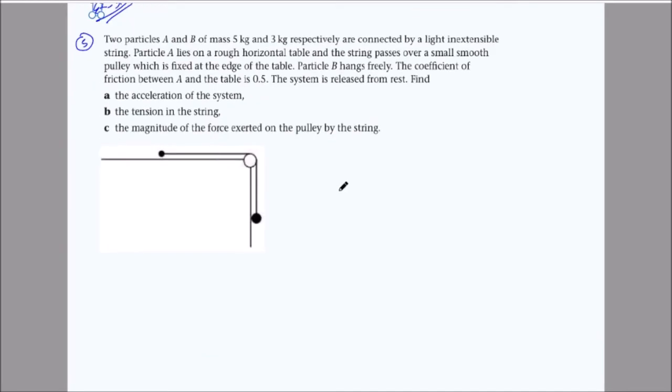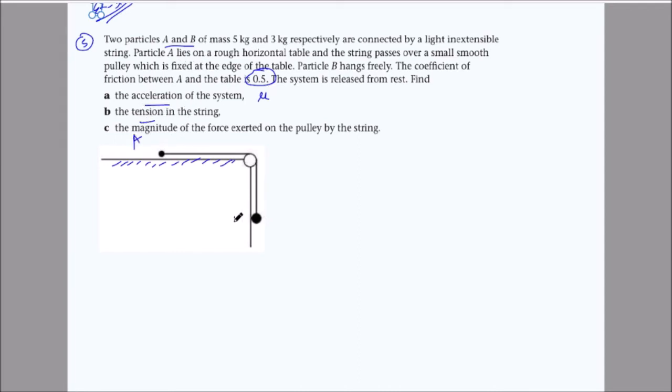For this one, you just need to include all the forces here. Particle A and B of mass 5 and 3 are connected by a string. Particle A is on a rough horizontal table. It means we have frictional force here. B hangs freely, the coefficient mu is given. Acceleration and tension we need to find. Okay, fine. A is here.